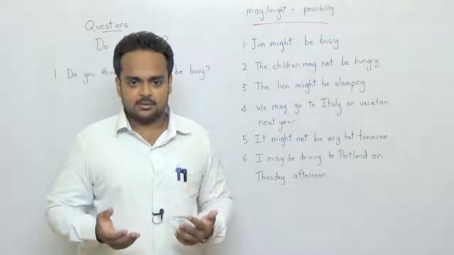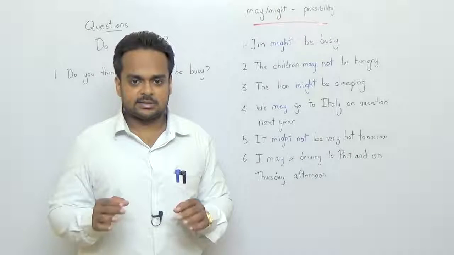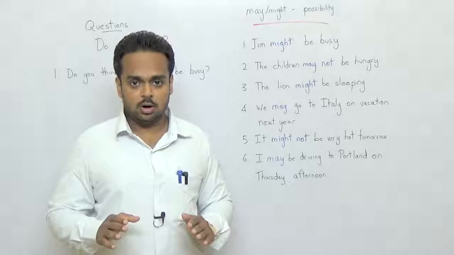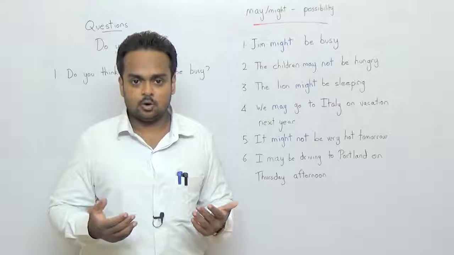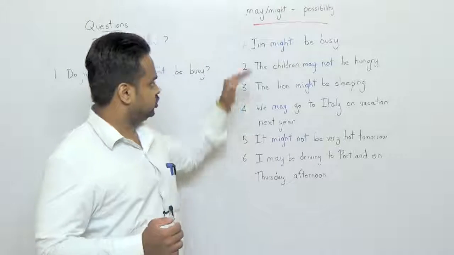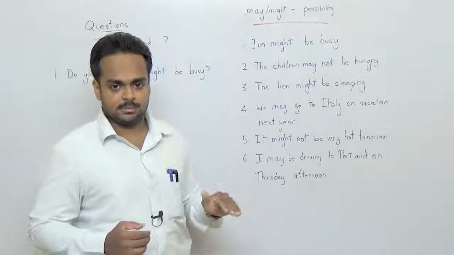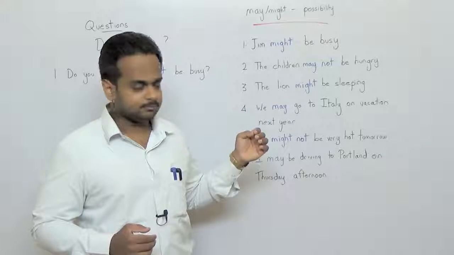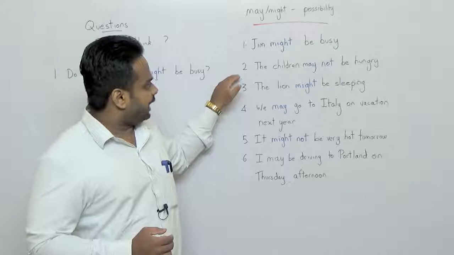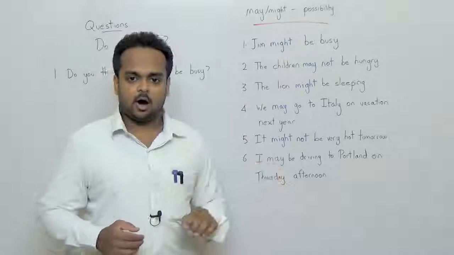Now, when I say that, I'm not sure. I'm just guessing. If I'm sure, I would say Jim is busy. But I don't know that. So to guess, I'm saying Jim might be busy. Of course, you can use may as well. Jim may be busy. The second one is the children may not be hungry.